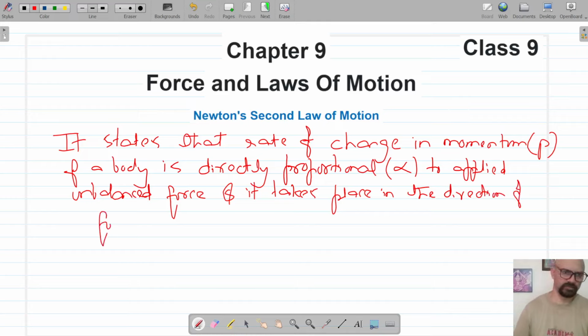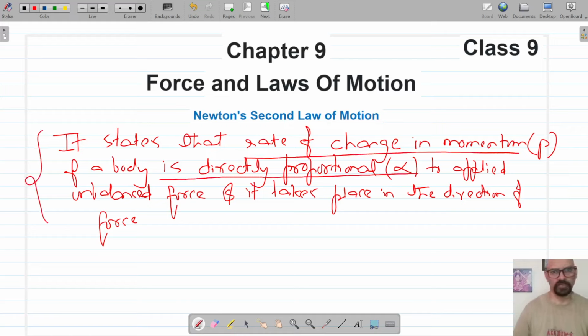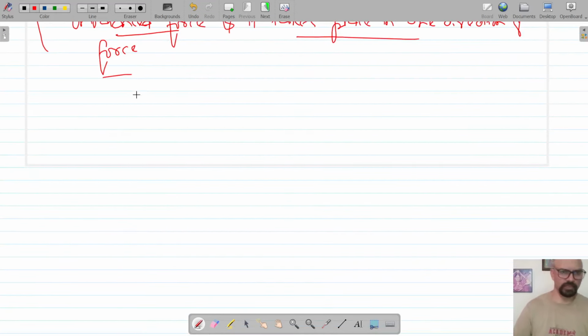Okay, so this is the definition of Newton's second law of motion, which states that the rate of change in momentum of a body is directly proportional to the applied unbalanced force, and it takes place in the direction of the force. Let's try to derive its mathematical expression, and hence we will define the SI unit of force. So, the derivation of Newton's second law, or the mathematical expression, we can say.